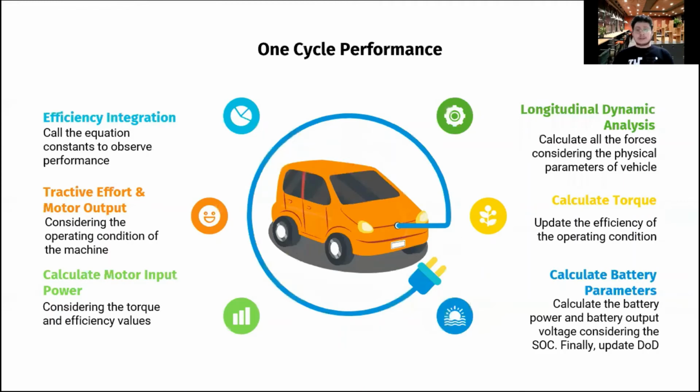In the one cycle code, all the parameters should be updated for each time step. As mentioned before, the efficiency depends on the operating point, and the electric machine can operate even in a generating mode. Therefore, all the parameters should be calculated and updated to make this analysis more clear.